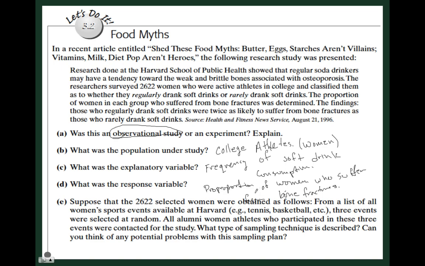Okay, so part E. Suppose that 2,622 selected women were obtained as follows. From a list of all women's sports events available at Harvard, 3 events were selected at random, and all alumni women athletes who participated in these 3 events were contacted for the study. What kind of sampling technique is described? Well, this is what we would call a cluster sample.